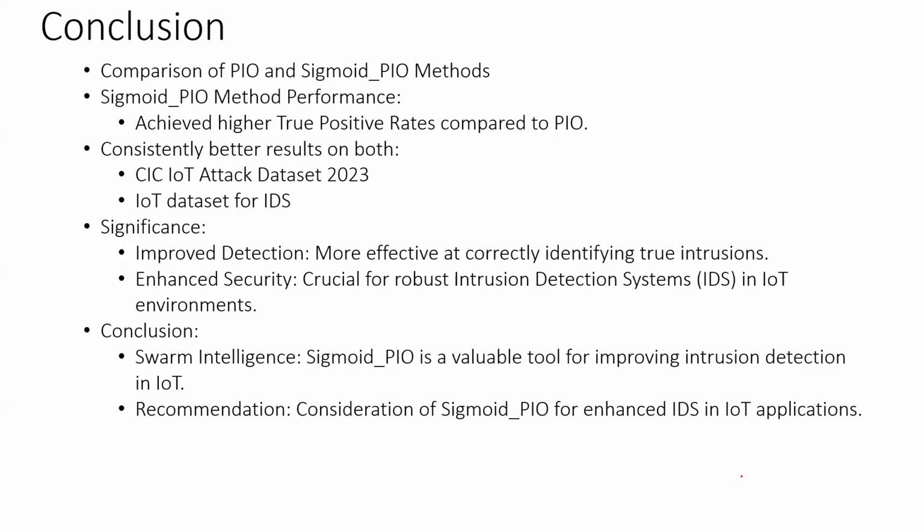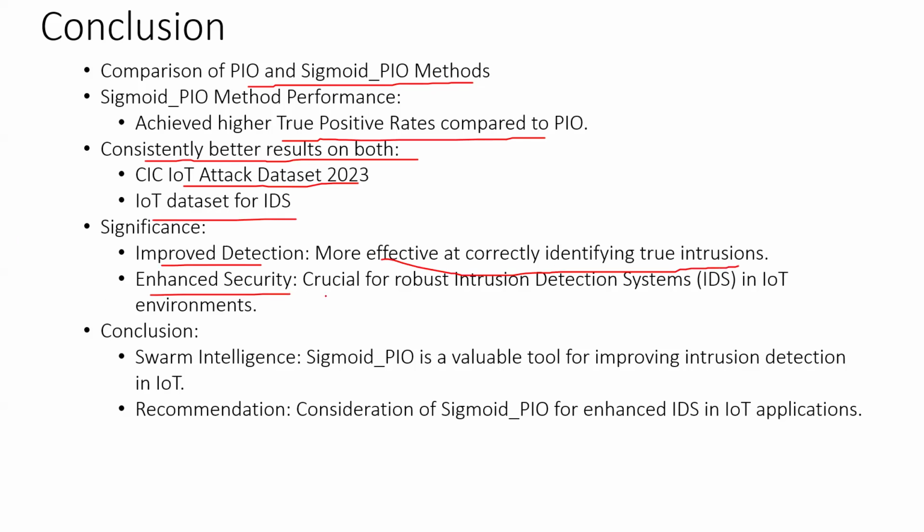So the conclusion of the research, comparison of PIO and sigmoid PIO methods: the sigmoid PIO method's performance achieves a higher true positive rate compared to PIO, and also consistently better results on both the CIC IoT dataset and the IoT dataset for IDS. The significance of this research is improved detection, more effective and correct identification of intrusion, and it can also enhance security, crucial for robust intrusion detection in IoT environments.